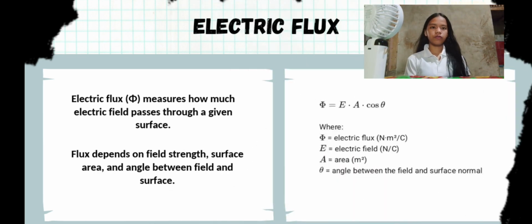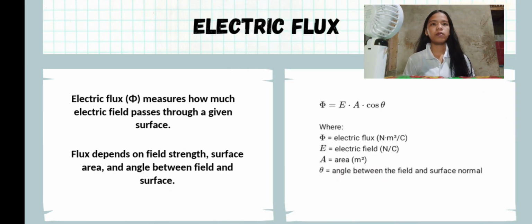Next is electric flux. Electric flux measures how much electric field passes through a given surface. Flux depends on the field strength, surface area, and the angle between the field and the surface. The formula of electric flux is equal to E times A times cos theta. I won't explain it further because it was already discussed in our class.